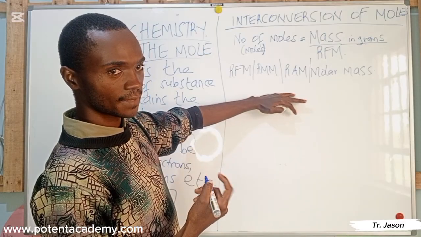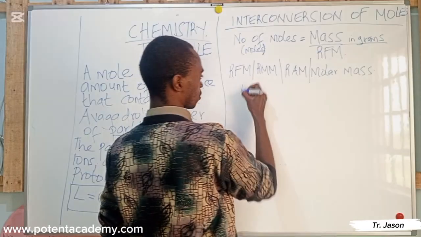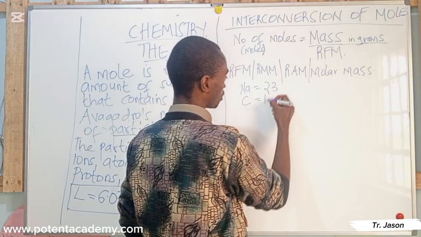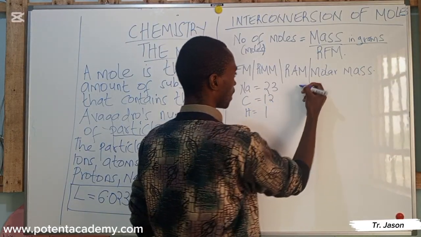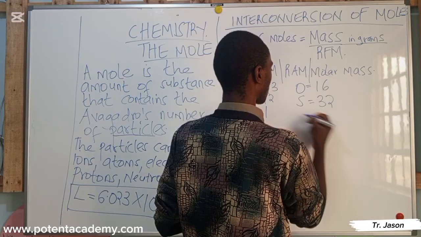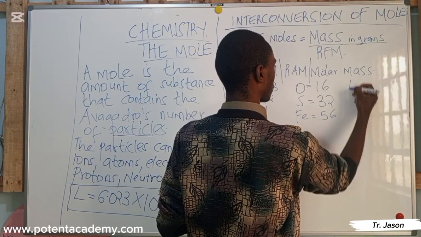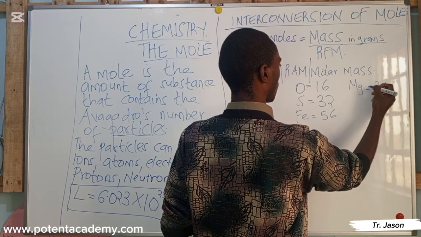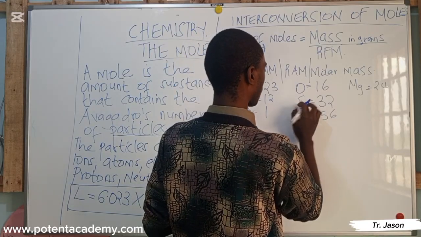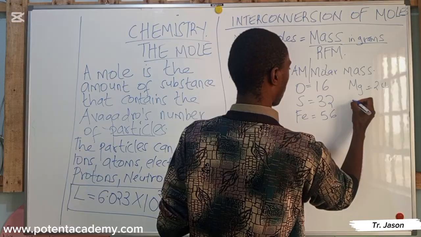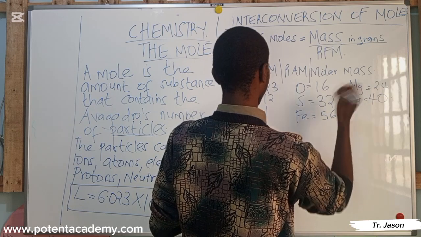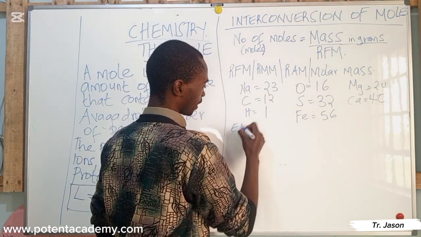So the RFM for the elementary elements: sodium has an RFM of 23. Carbon has an RFM of 12. Hydrogen has an RFM of 1. Oxygen has an RFM of 16. Sulfur has an RFM of 32. Iron is 56. Magnesium is 24. Calcium is 40.